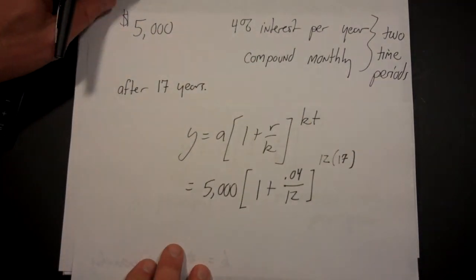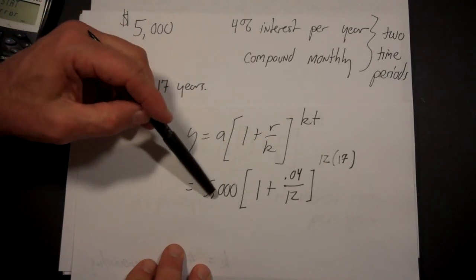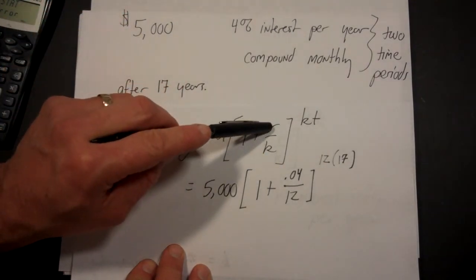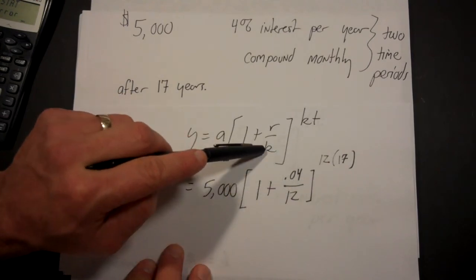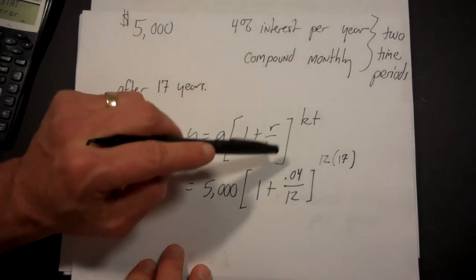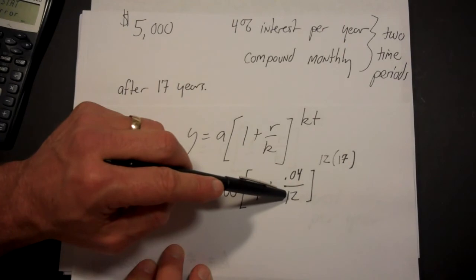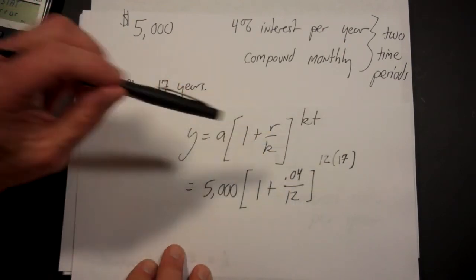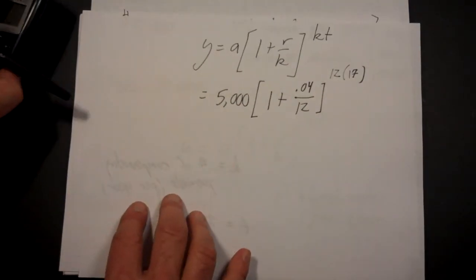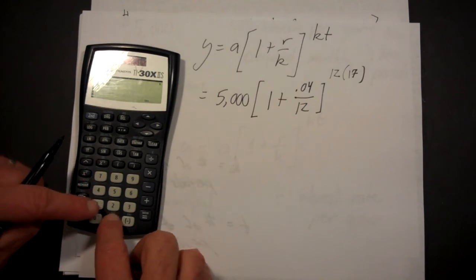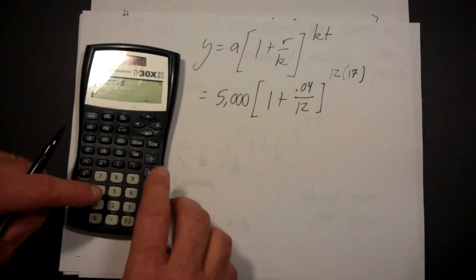Now you have to be really careful, but let's make sure we understand what this is. $5,000 is how much money you start with. R is the interest rate per year, so that's 0.04. K is the number of compounding periods per time period, per year. Since it's compounded monthly, there are 12 months per year. And then it's just K times T. K is 12 and T is 17. So you can just plug this into your calculator. You have to be very careful here. Remember, you have to divide first, so that's 0.04 divided by 12.